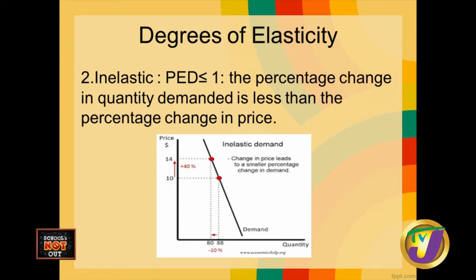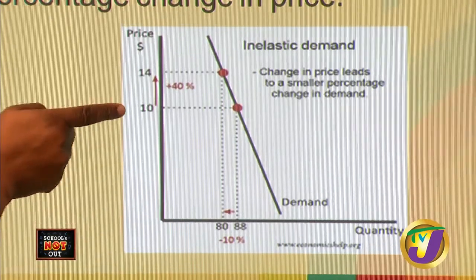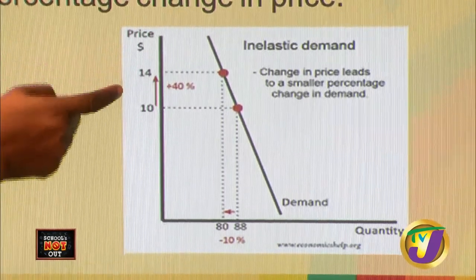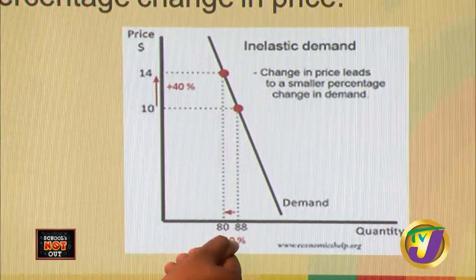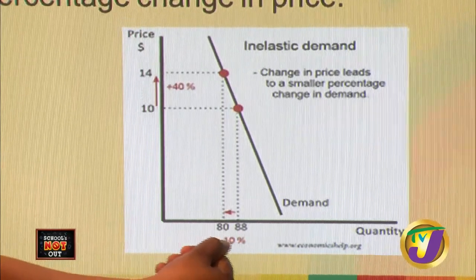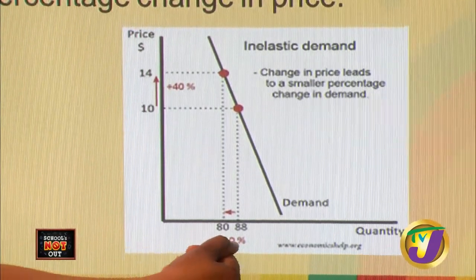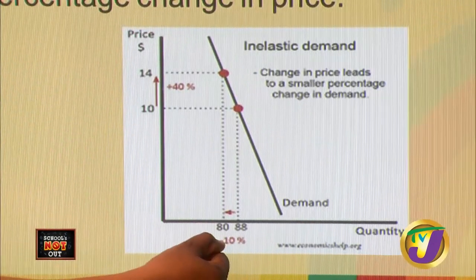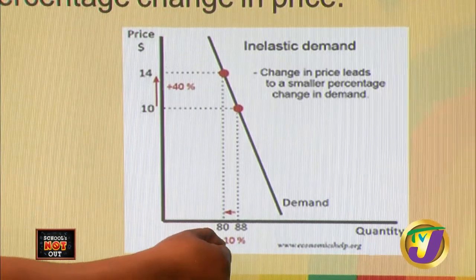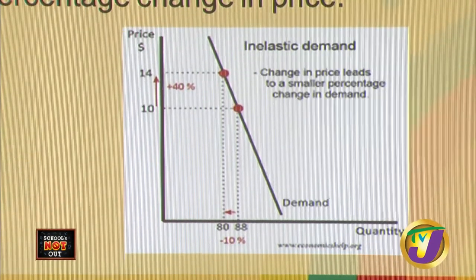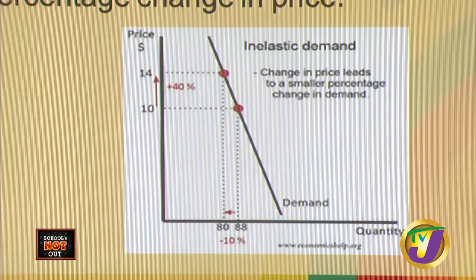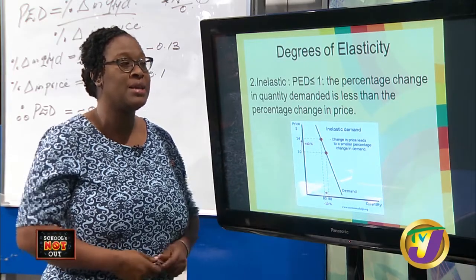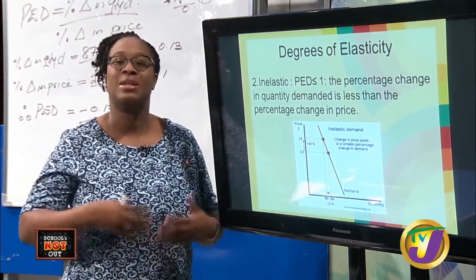So if you look at this diagram here now, the demand curve for this good is a little bit steeper. There was a $4 or 40% increase in price, and the reaction in terms of quantity demanded was just a 10% decrease. So 40% increase in price, but just a 10% decrease in quantity demanded. Now, this situation is usually for goods and services that consumers basically cannot do without. These tend to be what we call necessity goods.